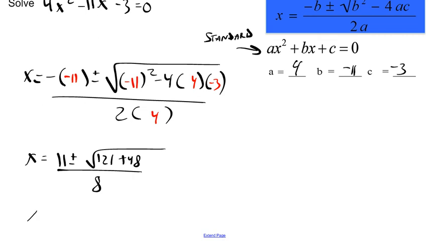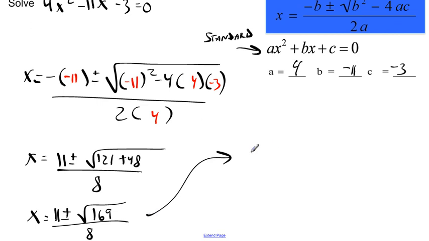Okay, let's go next line down. So I'm going to keep my 11 there. That's nice. Now let's simplify this guy right here, and we'll get the square root of, what's that going to be? A nice number. Let's see, 169, all over 8. Okay, so then we'll come over here. So x equals 11 plus or minus. Now we can take the square root of 169, and that's one of our very nice perfect square numbers right there. So it's going to be 13, all over 8.